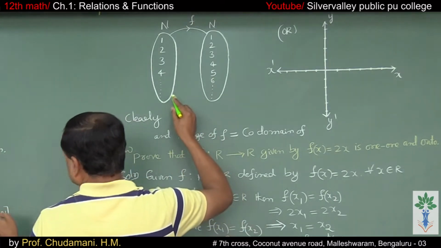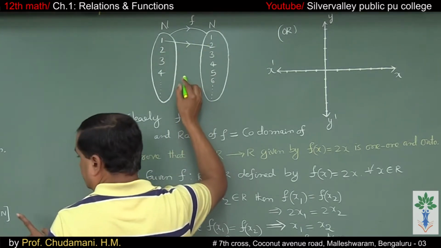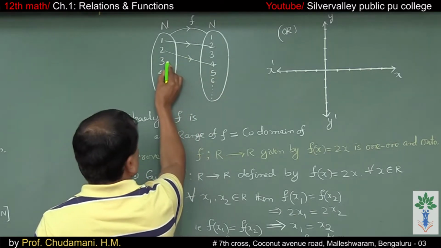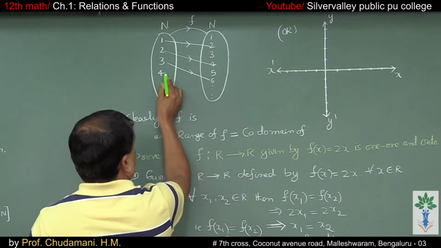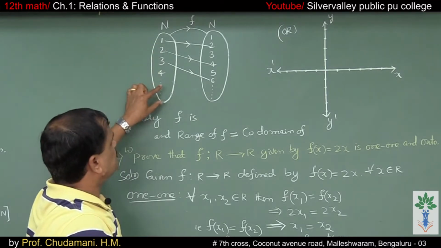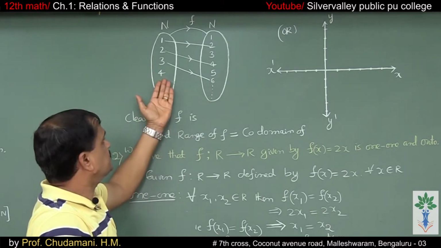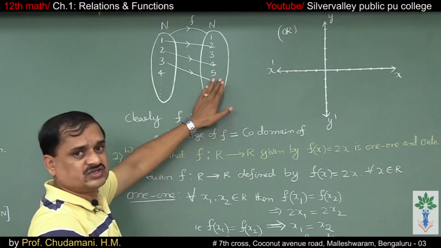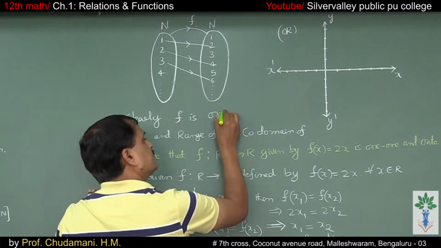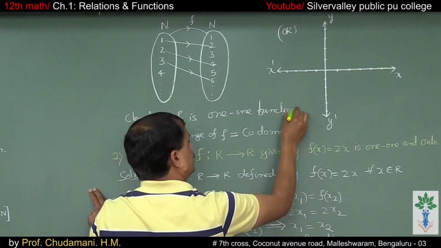Look at f of x: x equal to 1 means 1 is associated to 2, then 2 associated to 4, then 3 associated to 6, then 4 associated to 8. See, different elements of the set A have different images. Distinct elements have distinct images, which means clearly f is one-one.